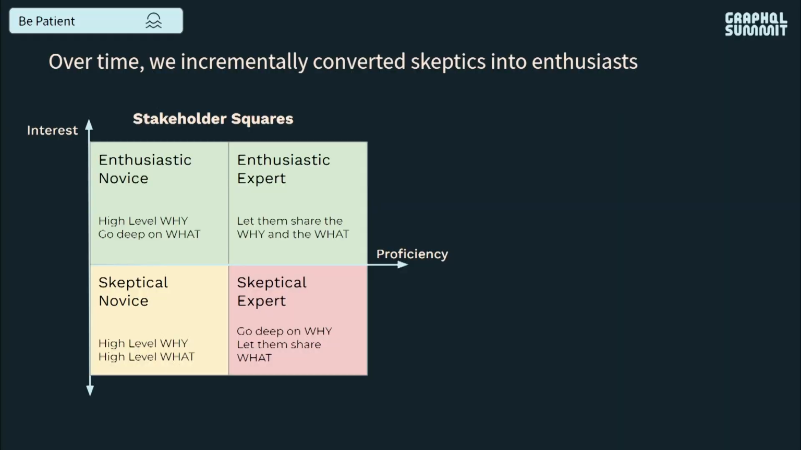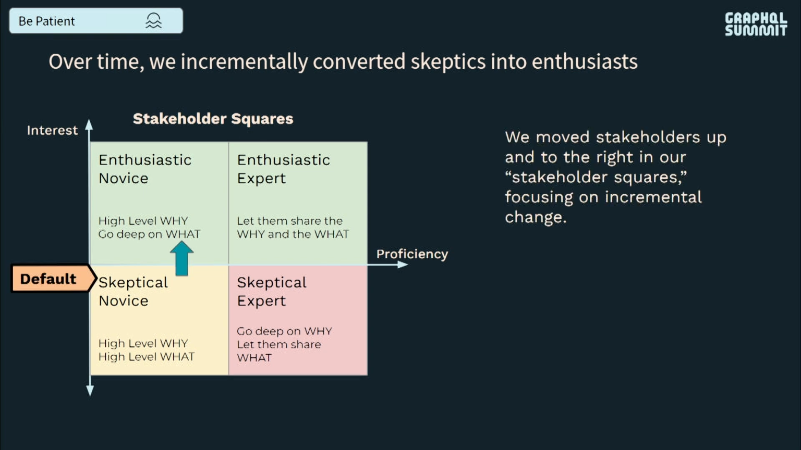Through our patience and continuous iterations, we developed our stakeholder squares framework, for how to effectively engage different groups of people. We found it best to tailor our communications based on our audience's perception of both the value of our graph as well as their current graph proficiency. Most of Wayfair started in the bottom left corner as skeptical novices. They didn't have much exposure to the federated GraphQL best practices and were speculative at best about whether it was really worth the hassle of moving to a different API.